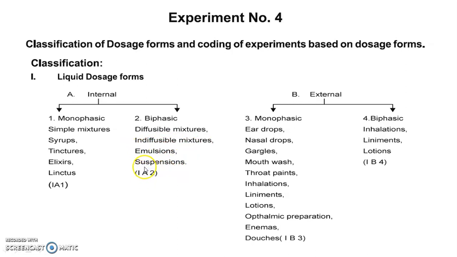And the second class of liquid dosage form is the external one. In that again it is divided into two categories, monophasic and biphasic. In case of monophasic: eardrops, nasal drops, gargles, mouthwash, throat paints, inhalations, liniments, lotions, ophthalmic preparations, enemas, douches, that is IB3. And external biphasic dosage forms, which are inhalations, liniments, lotions, are recognized as IB4.